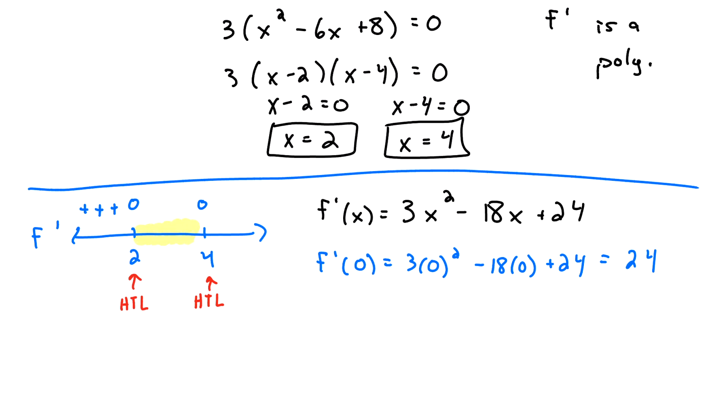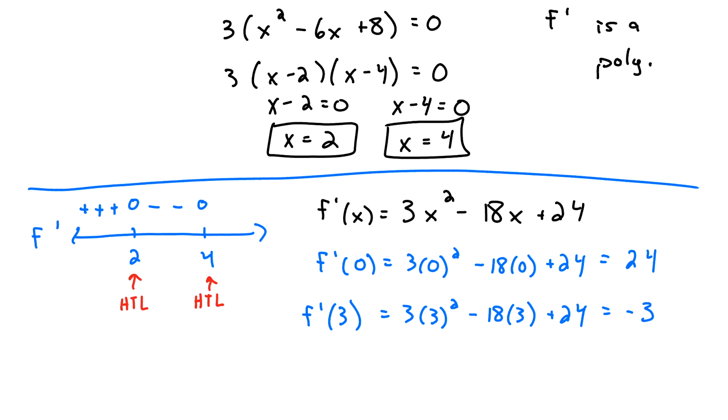I've got the sign for that part. Next, I need a number between 2 and 4. So x equals 3 is probably the easiest choice. If you really wanted to, you could pick a decimal or a fraction or something like that, but I think 3 is going to make for the easiest computations here. So we'll have 3 times 3 squared minus 18 times 3 plus 24. And then if I plug that in, I should end up with negative 3 for my derivative. So that means that the first derivative is negative in between 2 and 4.